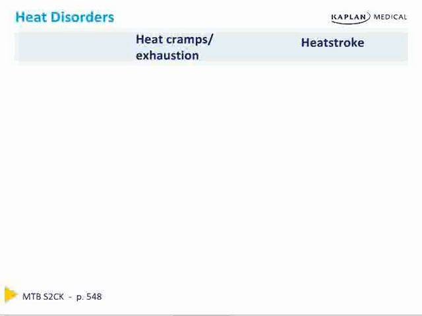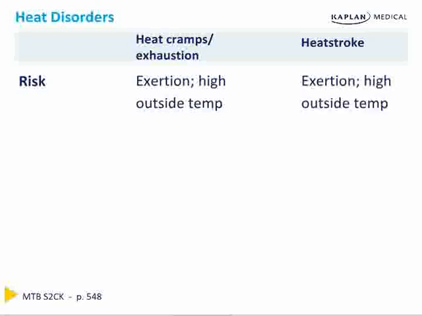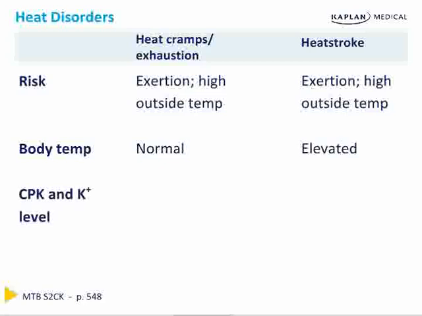The USMLE loves heat disorders. Heat cramps and exhaustion occur when you're exerting yourself and there's a high outside temperature. Heat stroke occurs in the same setting, high outside temperatures and lots of exertion. The body temperature with heat exhaustion is normal. Body temperature with somebody with heat stroke is elevated. CPK and potassium will be normal in heat cramps and exhaustion, but in heat stroke it'll be elevated.